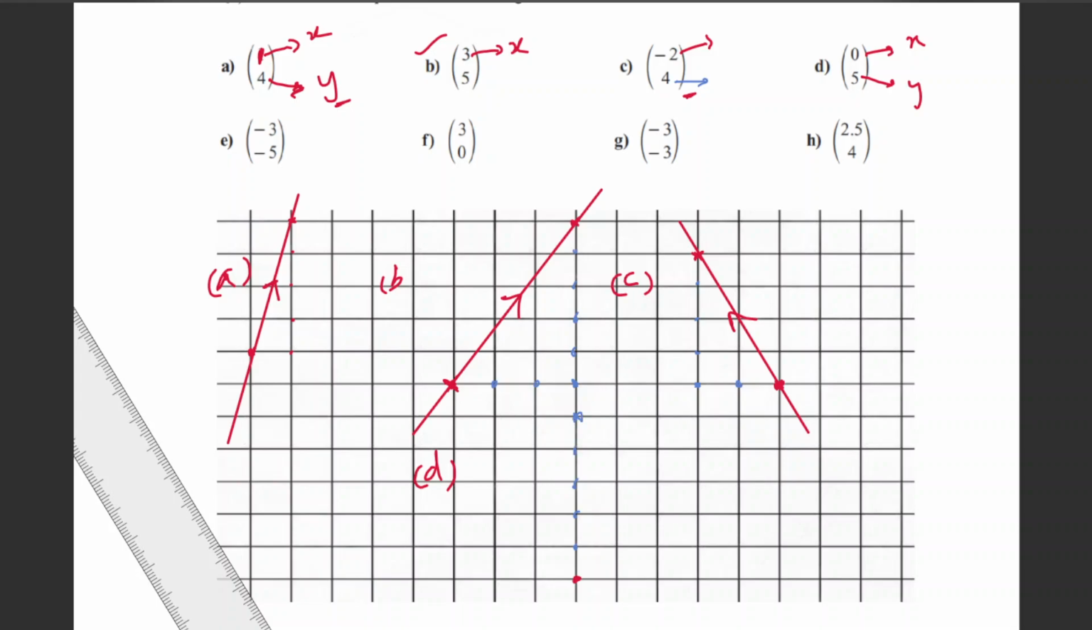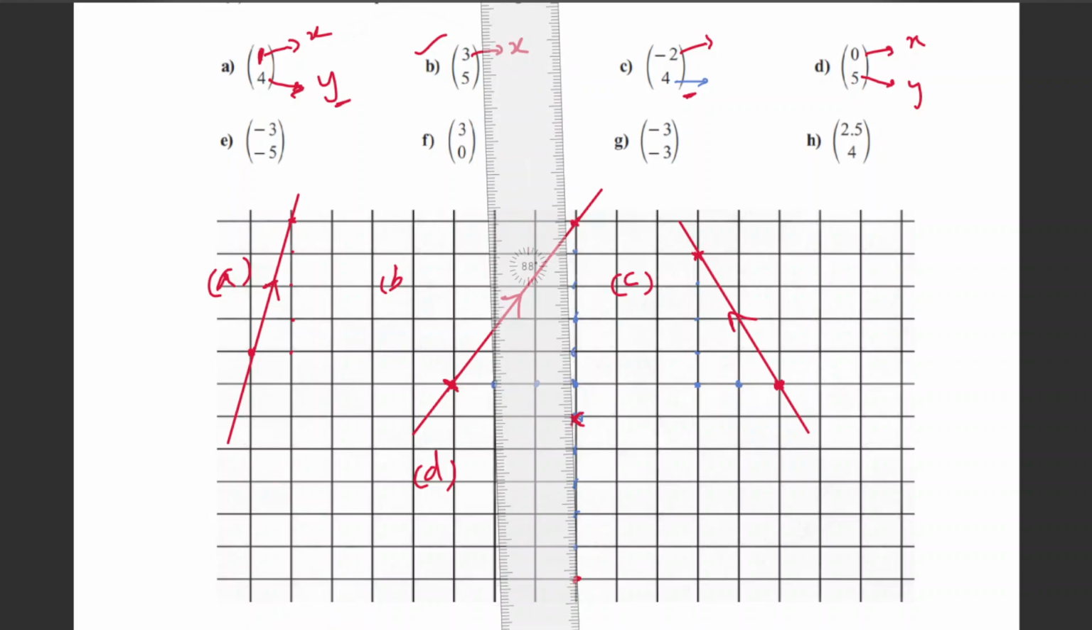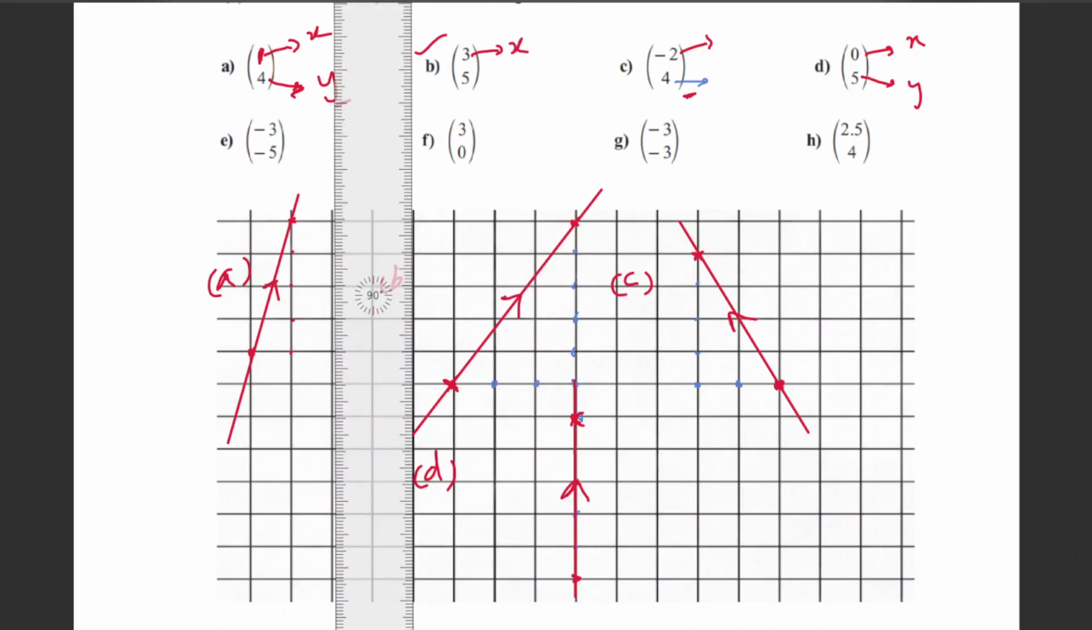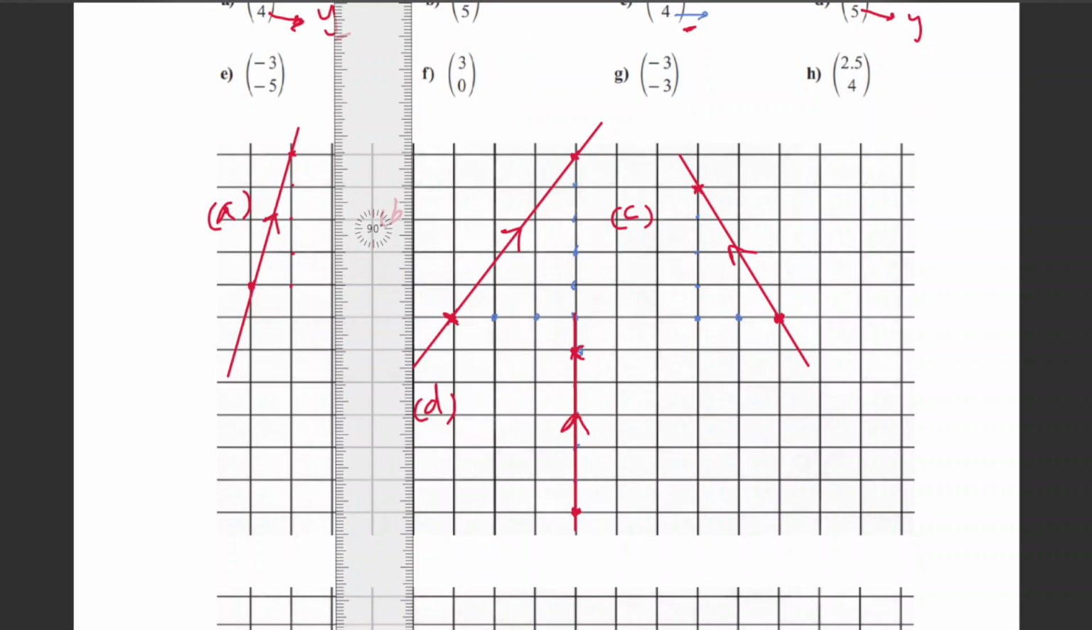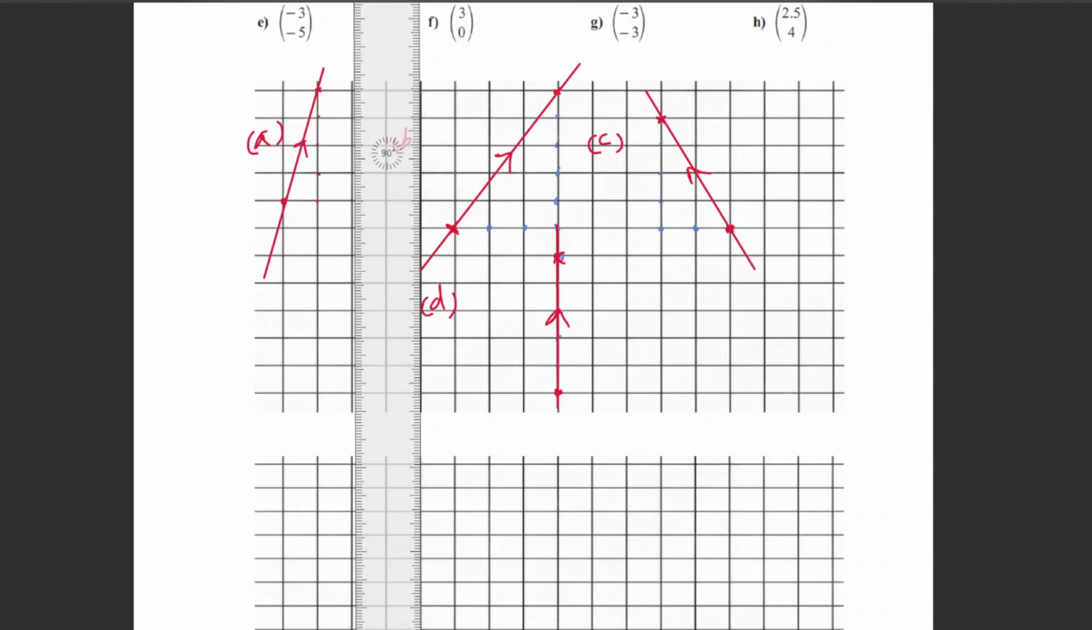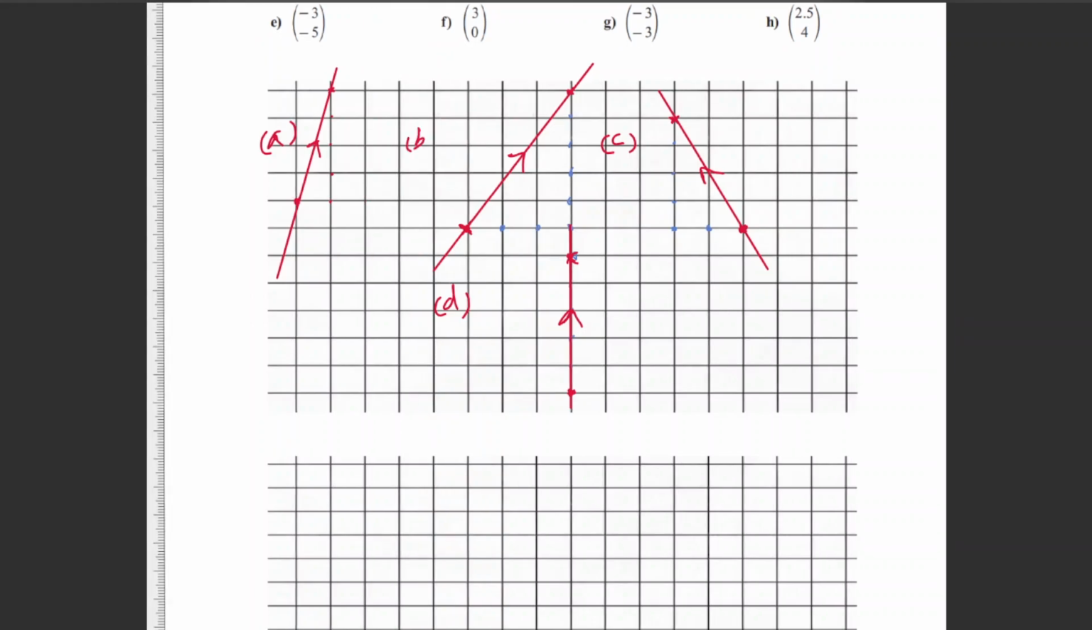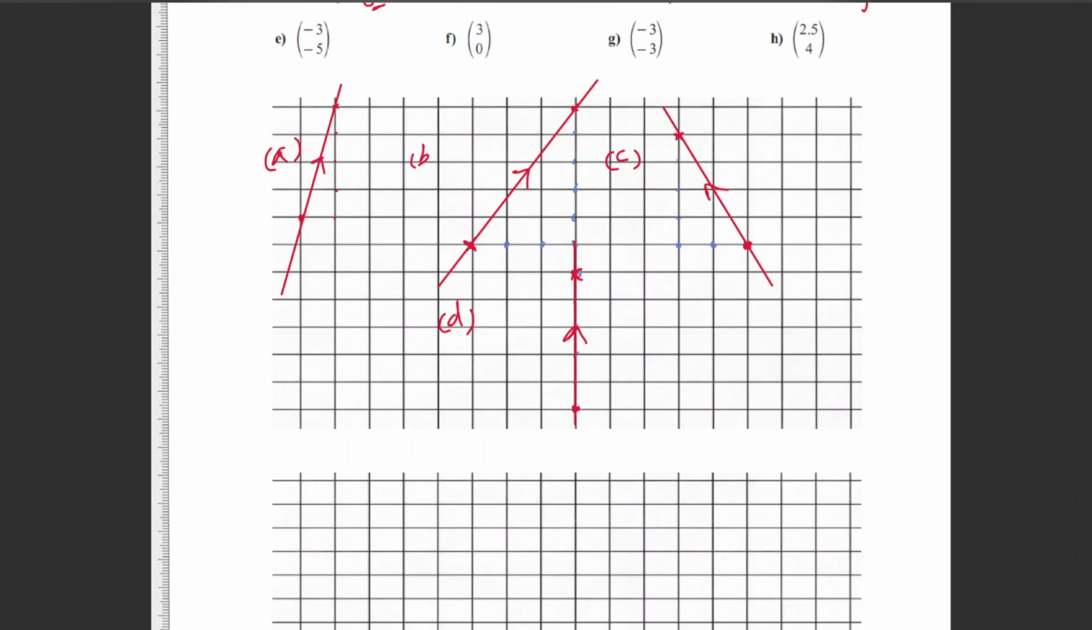Finally we reached here. So these 2 points we have to join, and this will be the line that shows the vector (0, 5). So you have to draw the upward direction. Why? Because the line starts from here and it reaches the next point. I think you can do these questions.